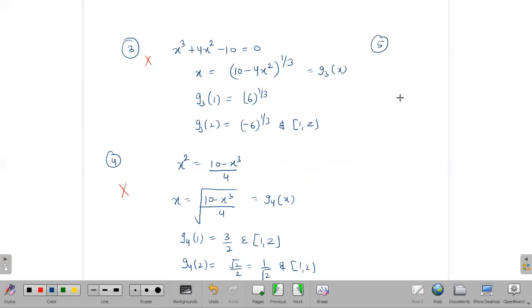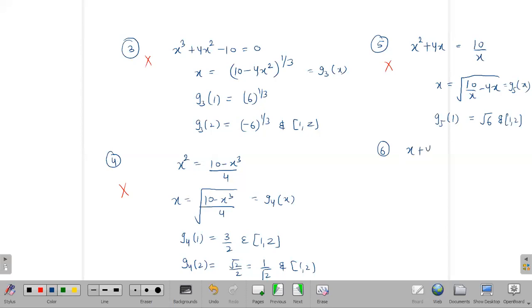So if I take another one, x square plus 4x, which is equal to 10 by x, I have divided by x in this equation. So I will get x is equal to square root of 10 by x minus 4x. G5 of x. It is a continuous function. Let us check G5 at 1. So it is root 6, which does not belong to [1, 2]. So this way you have to try which will be the appropriate G of x.